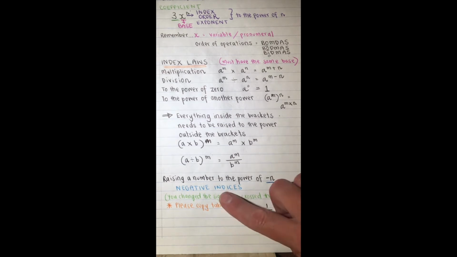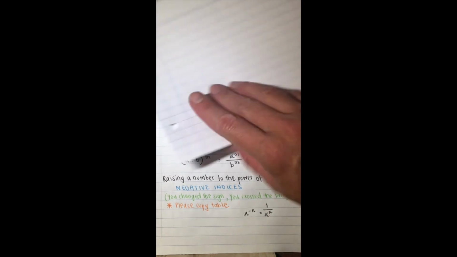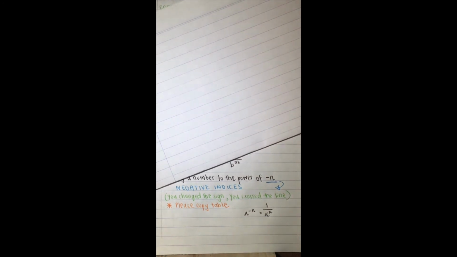So essentially, I'm about to draw a table and I want you to copy it. And that table is going to show you why a to the power of negative n equals 1 over a to the power of n, or 1 divided by a to the power of n. All right, I'm going to draw this table. It's probably the easiest way to explain it. So let's do some things that we already know about.